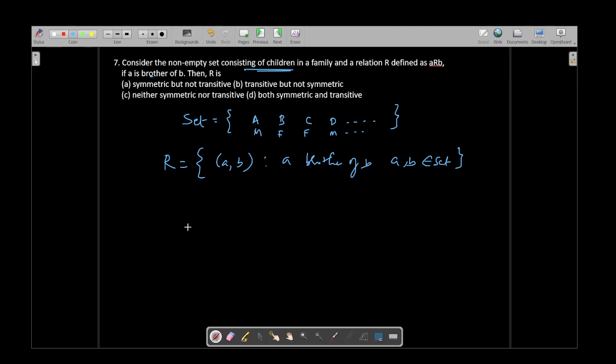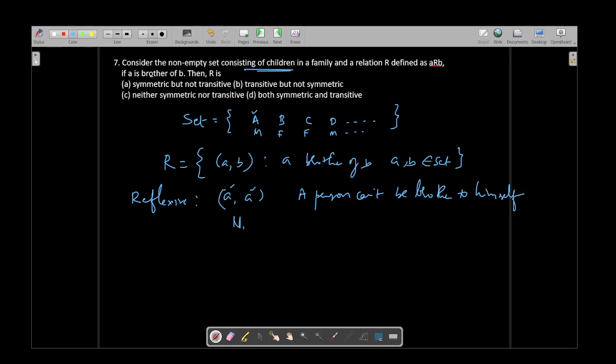Is it reflexive or not? Let's check for the reflexive property. If I take the same element twice, let's say we have A and A. A person cannot be brother to himself. So this is clearly not reflexive.